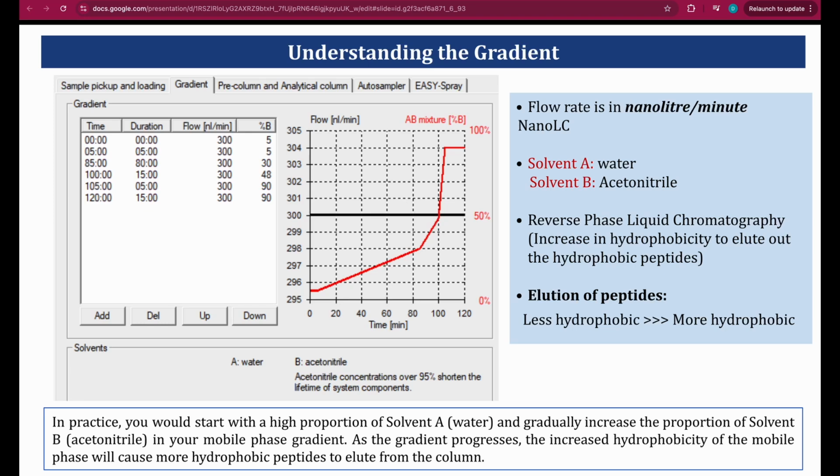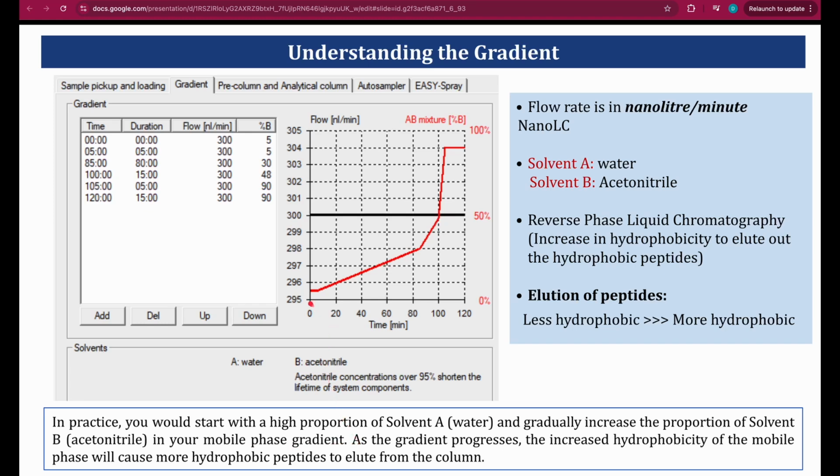Then a point will come when you will be left with the hydrophobic compounds. Now you will gradually increase the proportion of solvent B, which is acetonitrile, in the mobile phase gradient. If you increase it gradually, it will slowly try to remove the hydrophobic peptides which are present. If you increase it suddenly, it will completely elute out all those hydrophobic peptides at the same time. But your aim is to increase your resolution, to properly distinguish among different intensities of hydrophobic peptides.